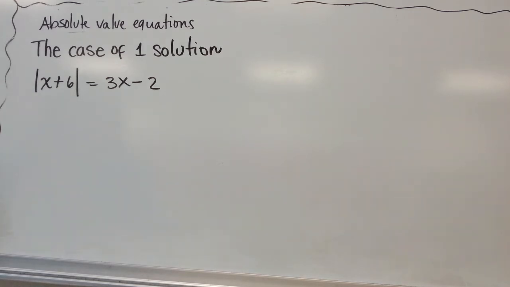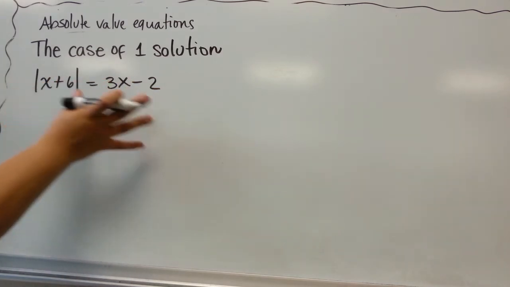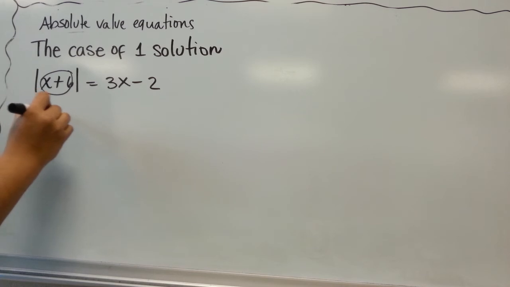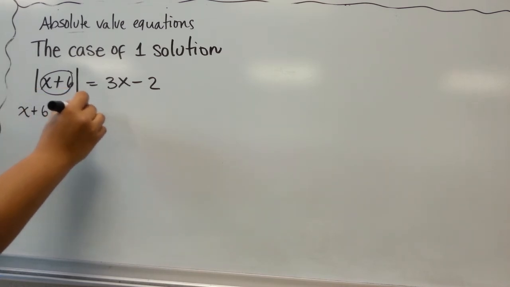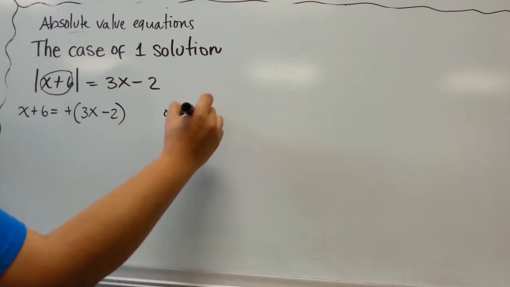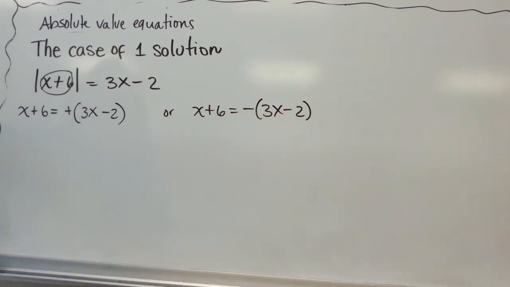All right, this is an example of a case where you're only going to get one solution. And this is what I mean by you have to check it, okay? So now that we have the absolute value equals, but it equals all of this, right? Now remember, this inside can be positive or it can be negative. So then you're going to say the case 1 would be when x plus 6 is equal to a positive 3x minus 2, or when x plus 6 is equal to negative 3x minus 2, right?